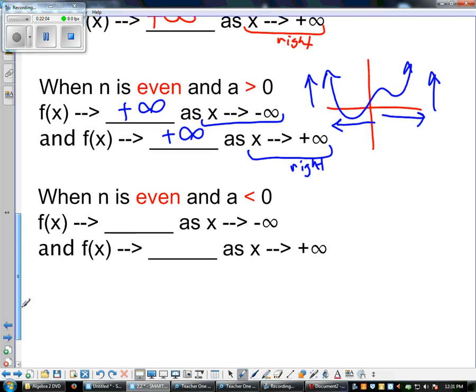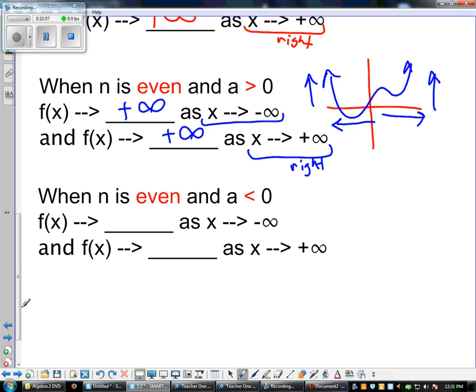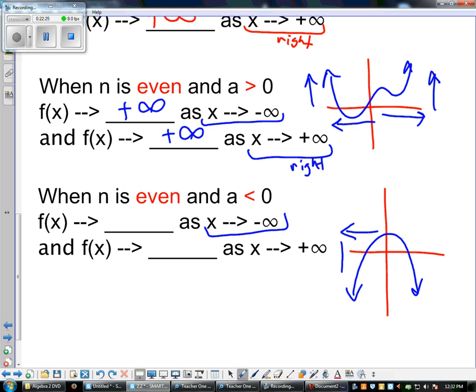All right, what about this one? Where n is even, but the leading coefficient is negative. So for example, I'll just use a parabola. This is a degree 2, that's an even degree, right? And the leading coefficient's negative. So as x goes to negative infinity, that's this part, the function is heading where? Down. So we're going to write negative infinity. And what about as x approaches positive infinity, where's the function heading here, Riva? Does everyone agree? All right.